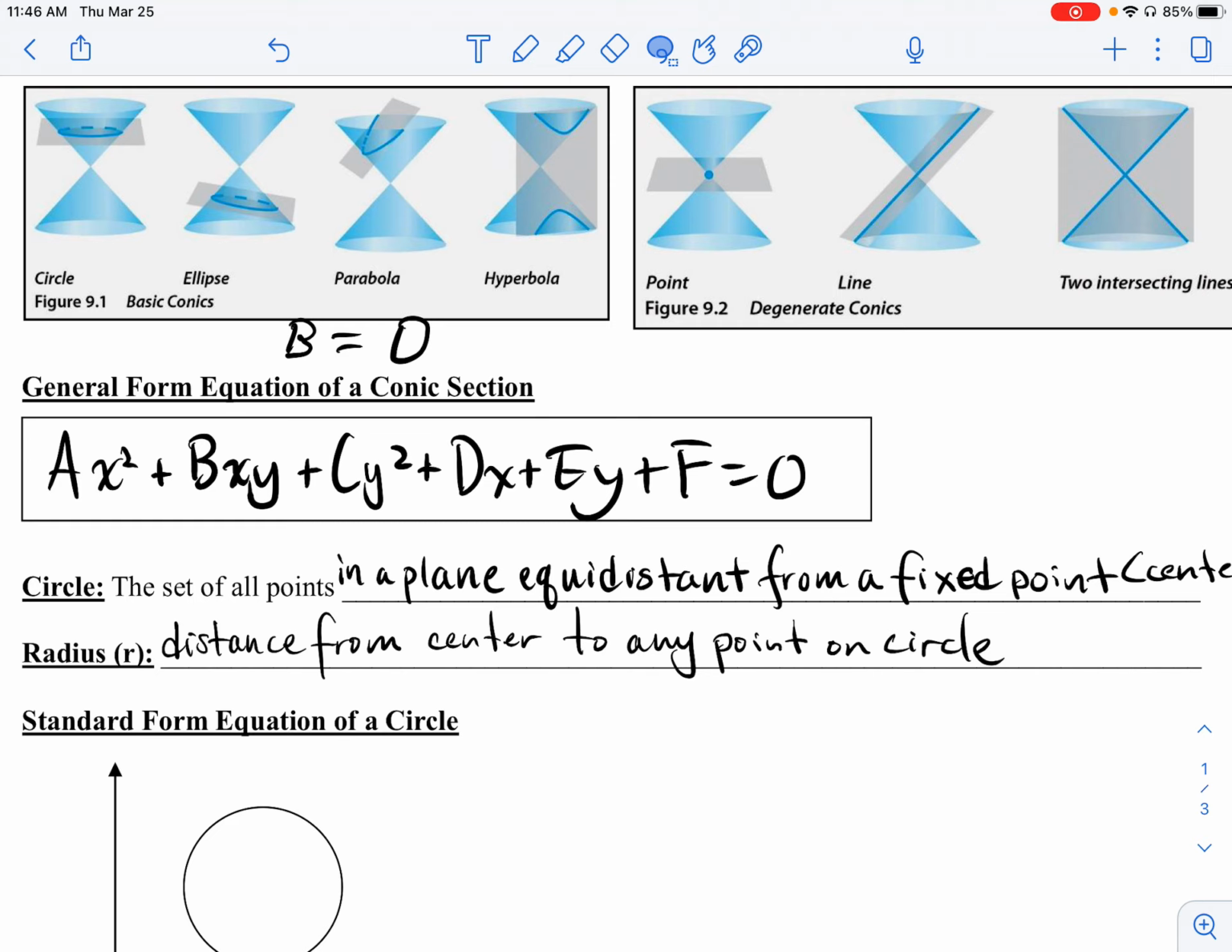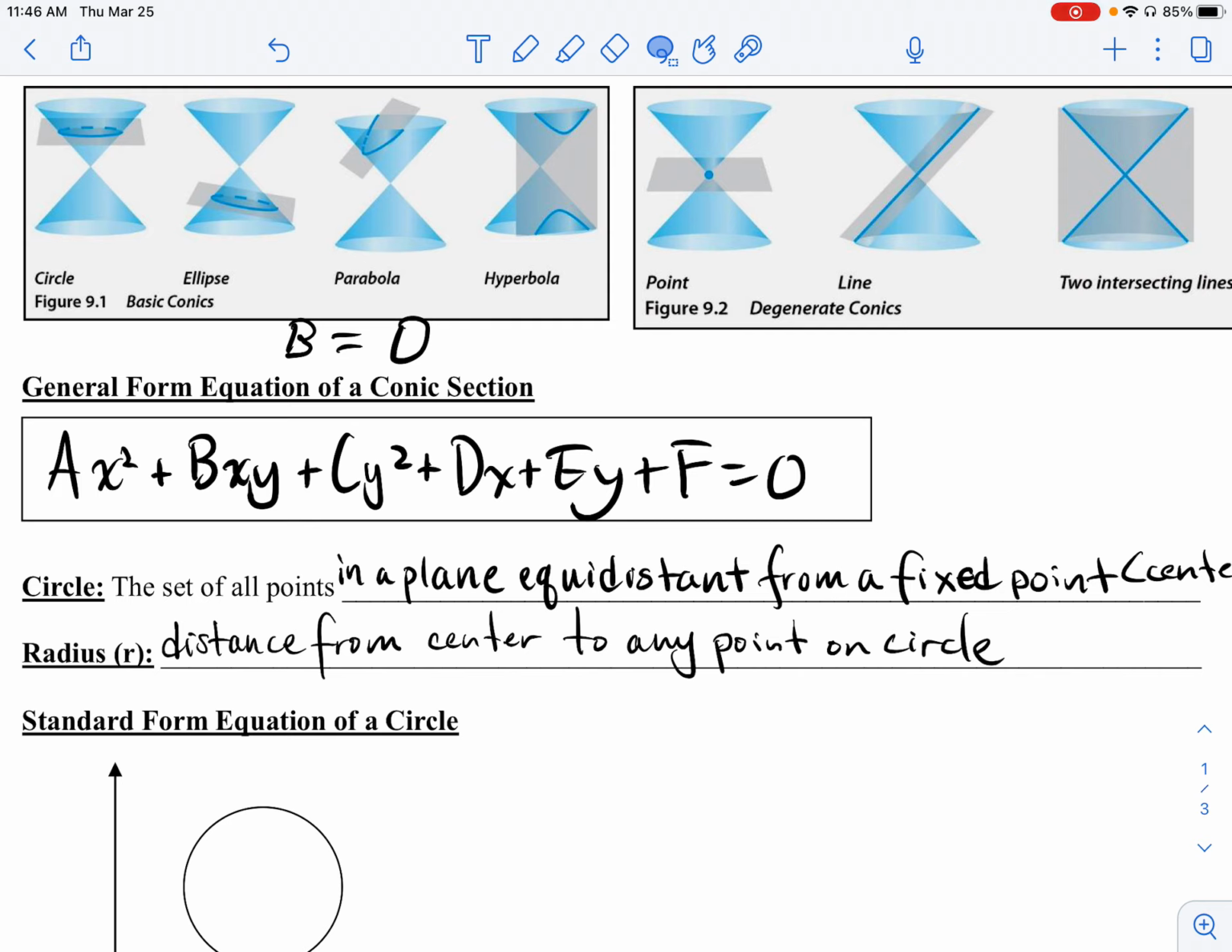The general form of a conic section is written out as follows: ax squared plus bxy plus cy squared plus dx plus ey plus f is equal to 0. Now, I know that seems kind of daunting at first glance, but every conic section that we're going to work with is going to have a different form of this.